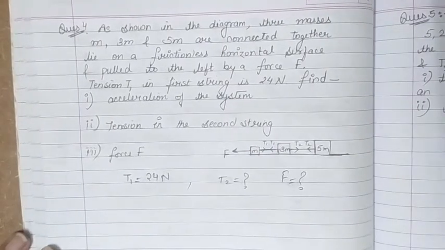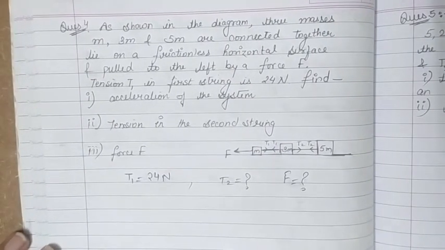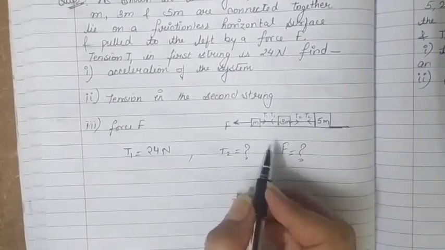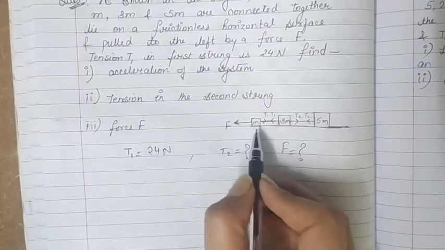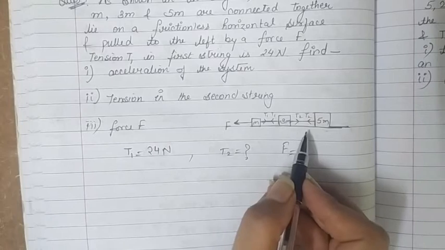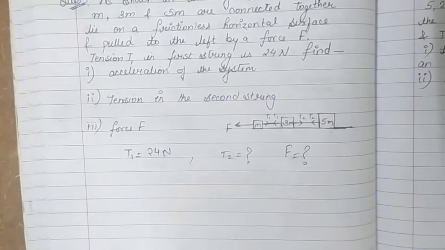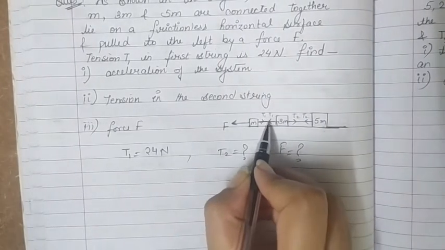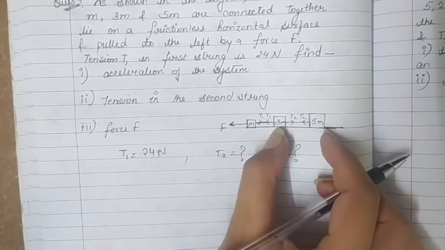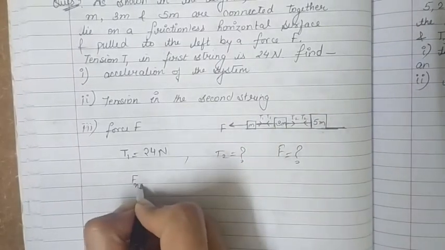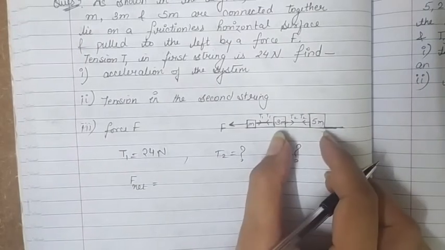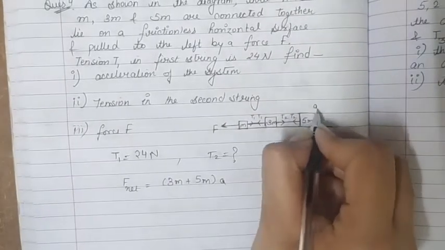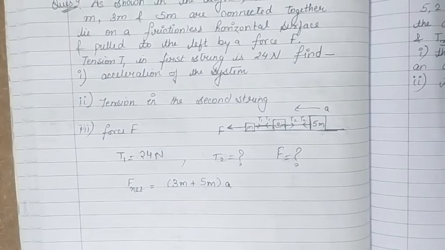So first of all we write equations just as we wrote in the previous question, and then we'll solve the equations for the required values. Let's start. For the first object, I am moving from left to right. If I want to write the equation for the tension T1, then this tension T1 is applied to the system of 3m and 5m, right? So net force is equal to mass into acceleration, that means 3m plus 5m into a, if I am assuming that a is the acceleration by which this system is moving towards left.